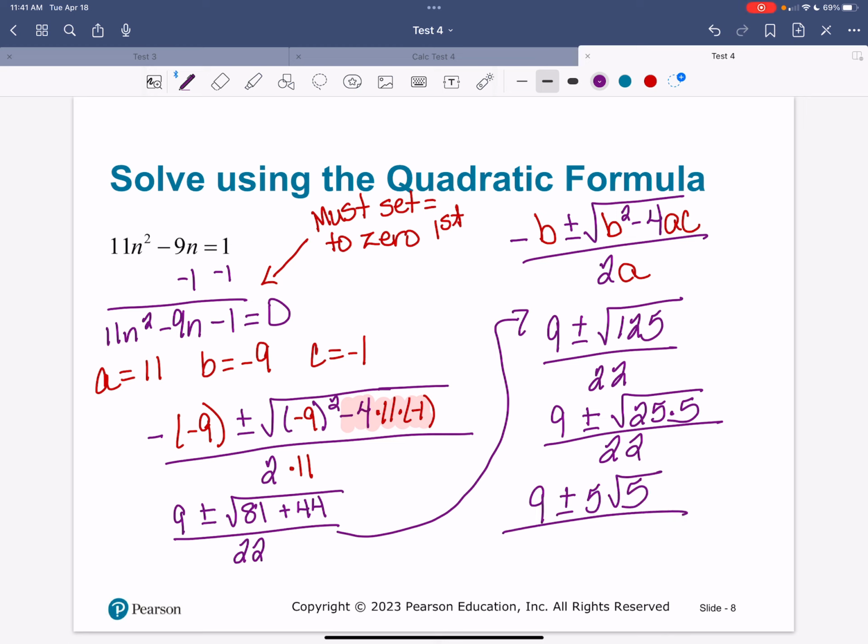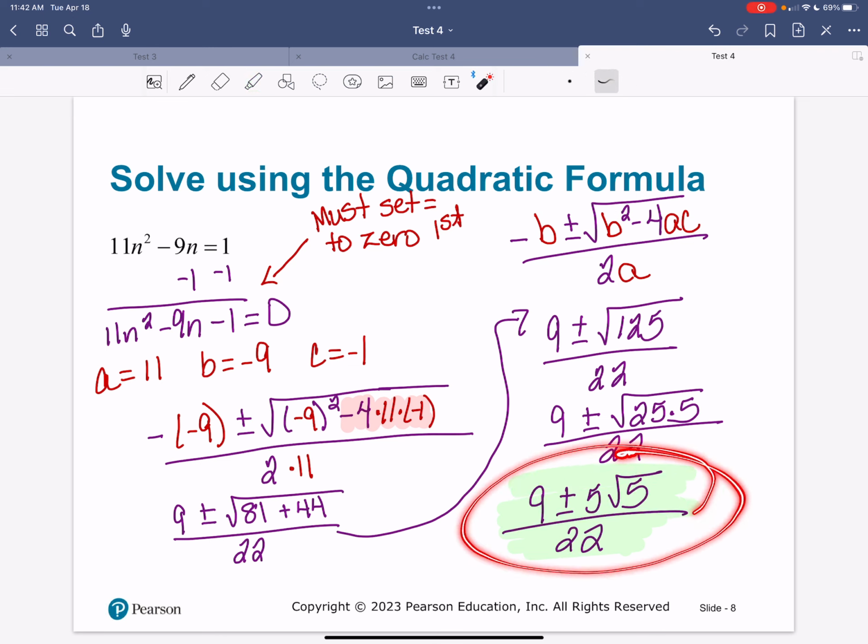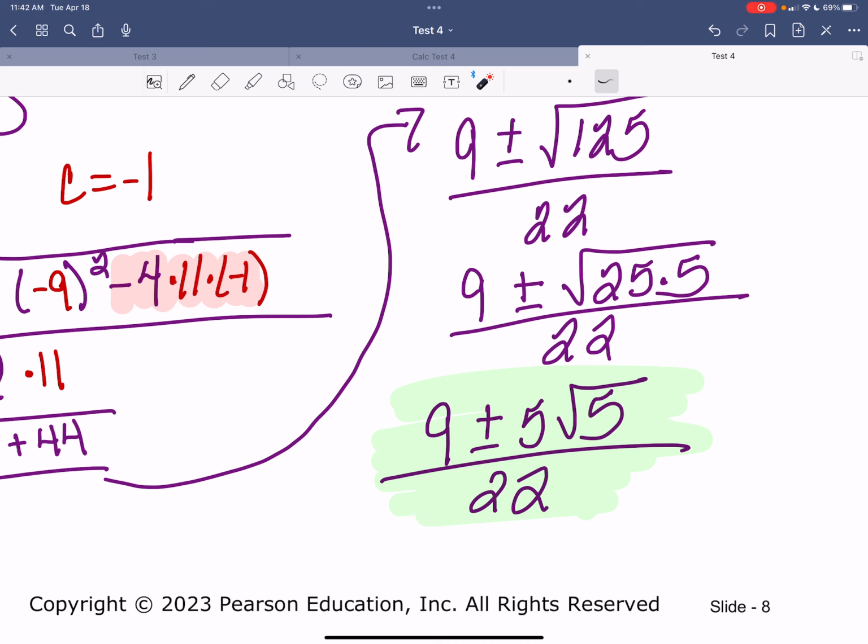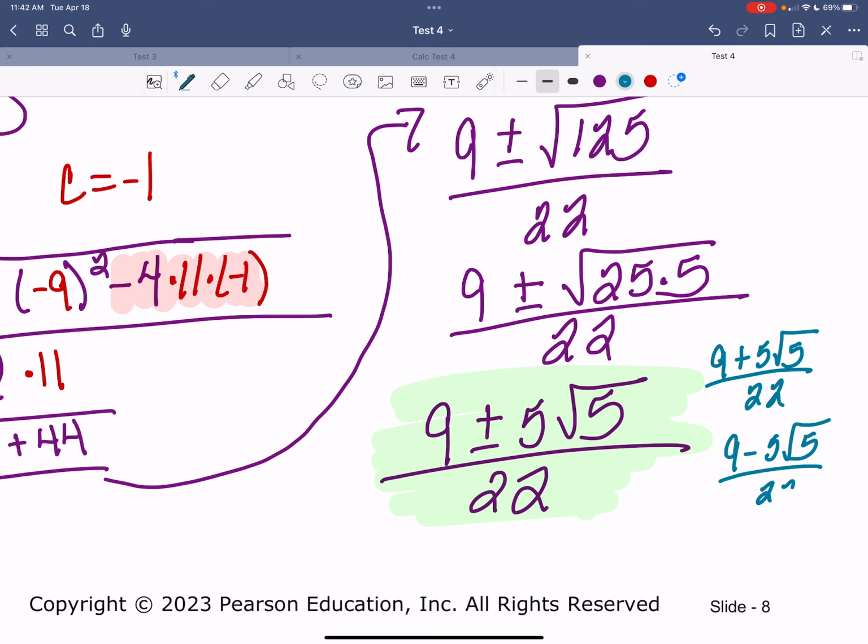And that is my final answer, but I want you to be aware this represents 2 solutions. It represents 9 plus 5 times the square root of 5 over 22 and 9 minus 5 times the square root of 5 over 22. I'm going to write that right here. That's 2 different solutions. Okay, I'm going to let you do the next one.